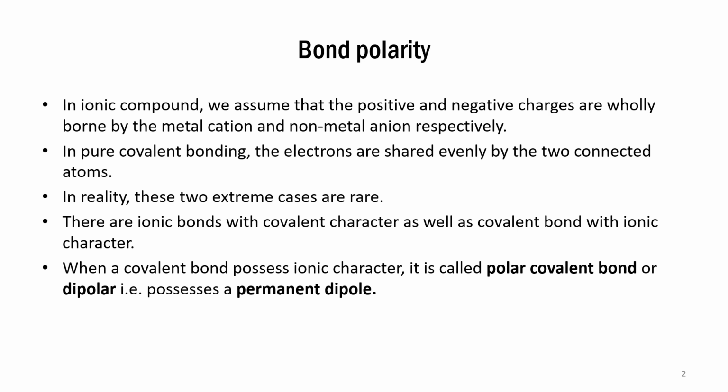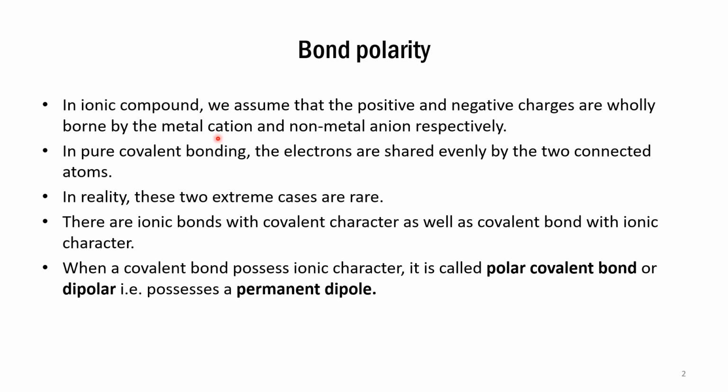So in ionic compound, we assume that the positive and negative charge are wholly bound by the metal cation and non-metal anion respectively. Ini yang kita dah belajar sebelum ni. In a pure covalent bonding, the electrons are shared evenly by the two connected atoms. But in reality, these two extreme cases are rare. There are ionic bonds with covalent character as well as covalent bond with ionic character.